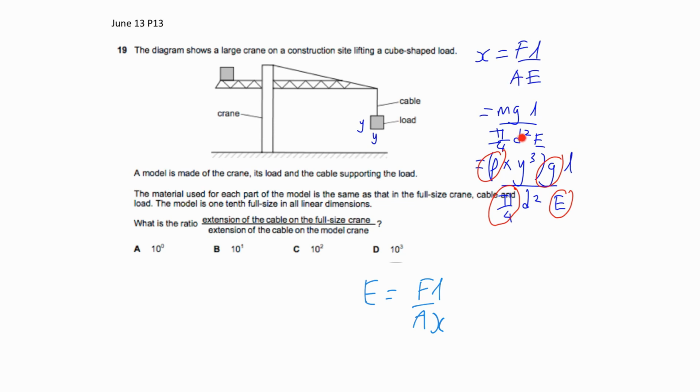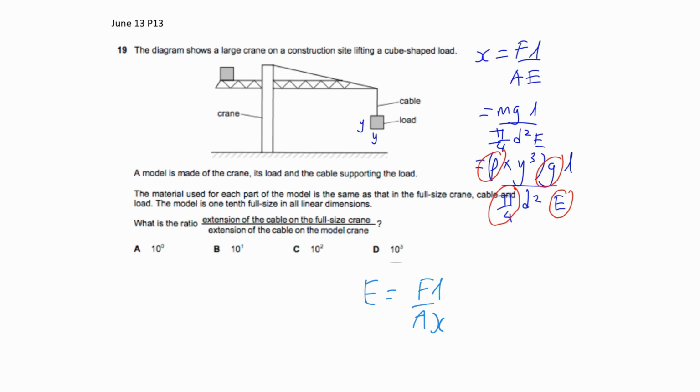Area will change to pi over 4 d squared because diameter is a linear dimension. So right now we have y, L, and d, which are linear dimensions. Density, g, pi over 4, and E are constants because it's the same material. So we can use the ratio again.